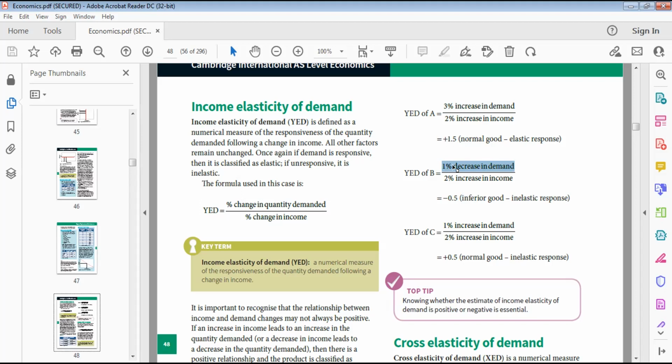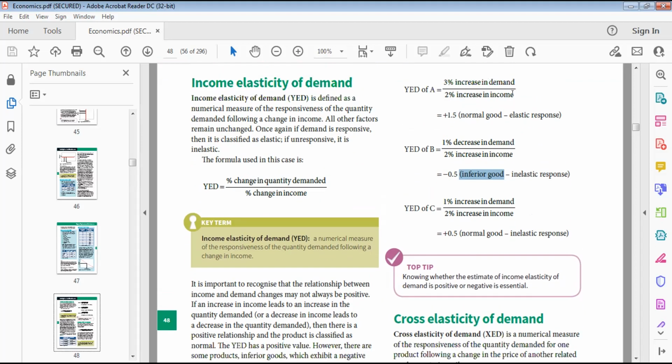Okay. Now is the concept of inferior good clear? Yep. Okay. So another thing: for price elasticity, we did not care about negative or positive, right? But for income elasticity, we actually care about positive or negative. Any positive figure is a normal good, any negative figure is an inferior good. That's what you need to remember.